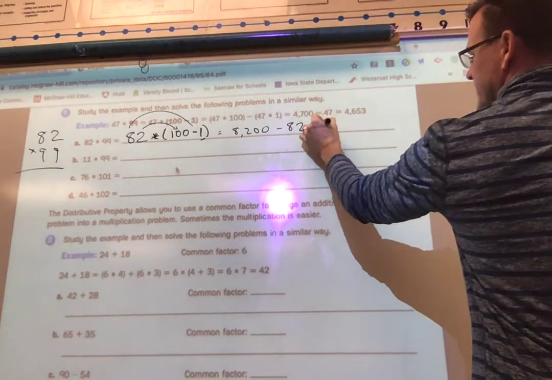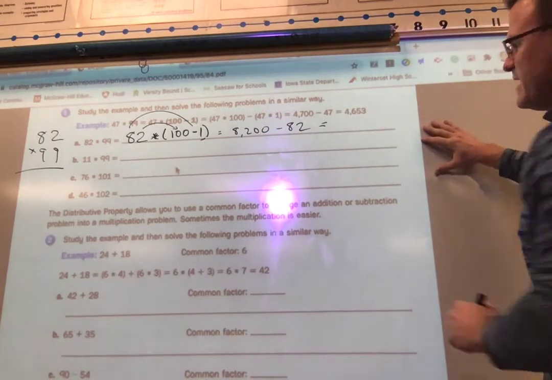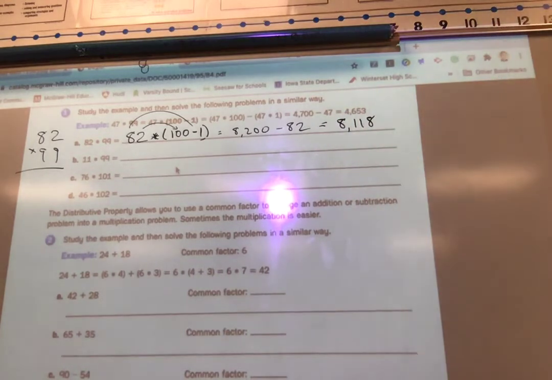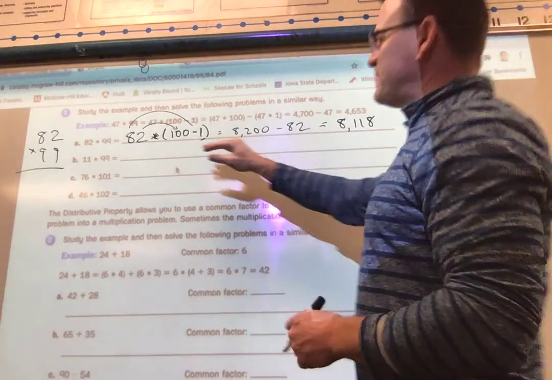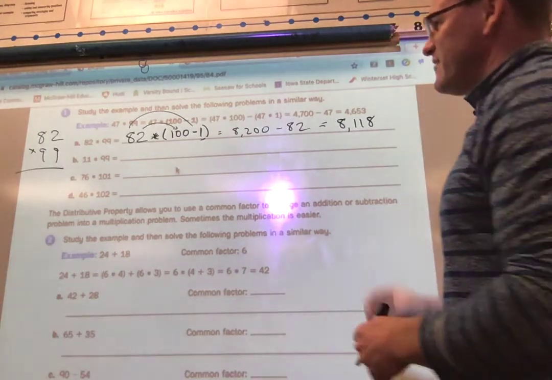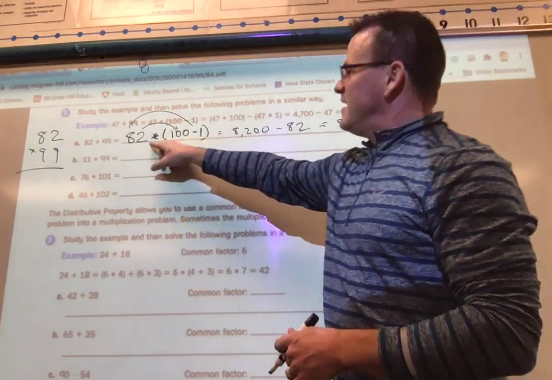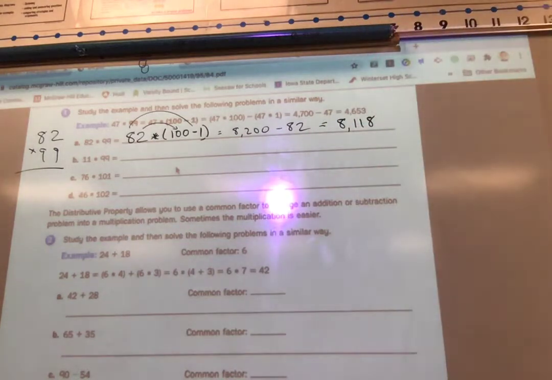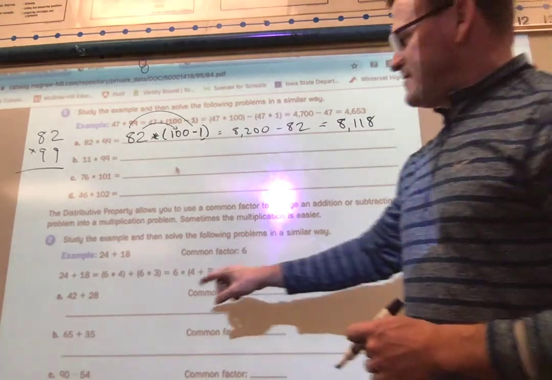If you can't subtract that mentally, you might go off to the side, but you'd get 8,118. I didn't have to do any of that double-digit multiplication because I could do a lot of it mentally. So how can I apply the distributive property to make my math life a little more simple sometimes? Could I use it if things are close to 100 and things you can do mentally to make them easier for yourself? All right, one more example here today.